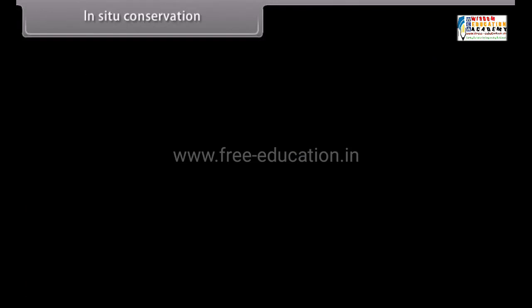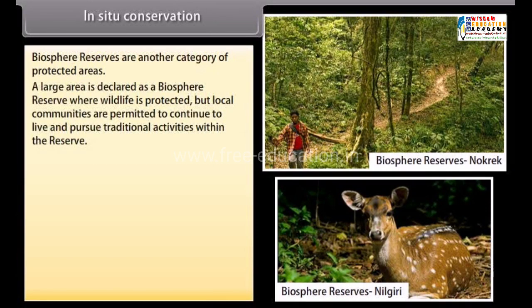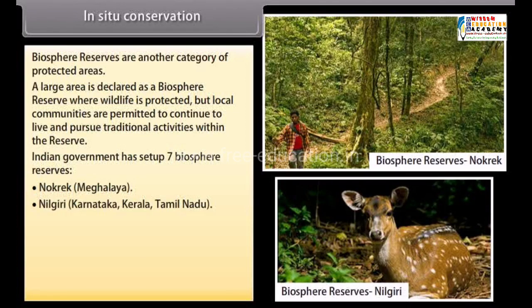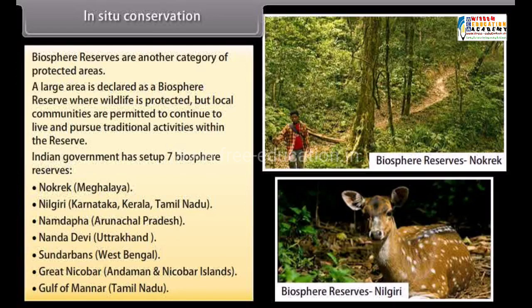In situ conservation. Biosphere reserves are another category of protected areas. A large area is declared as a biosphere reserve where wildlife is protected, but local communities are permitted to continue to live and pursue traditional activities within the reserve. The Indian government has set up 7 biosphere reserves: Nokrek, Nilgiri, Namdapha, Nanda Devi, Sundarbans, Great Nicobar, and Gulf of Mannar.